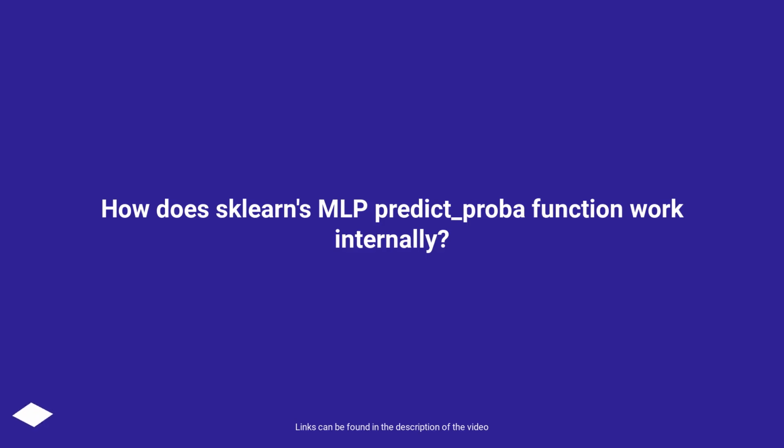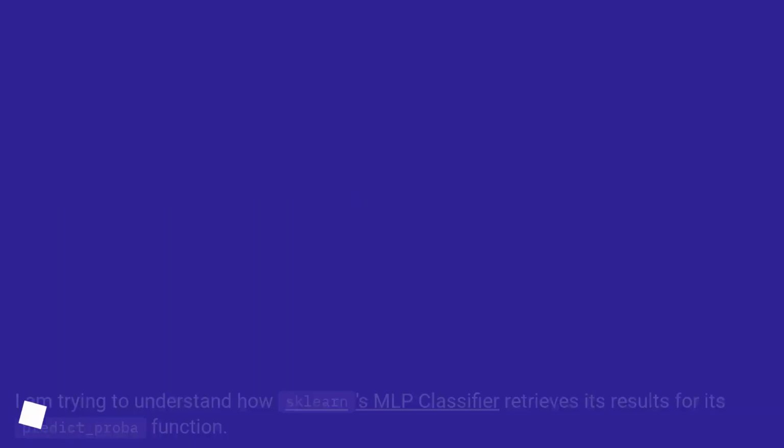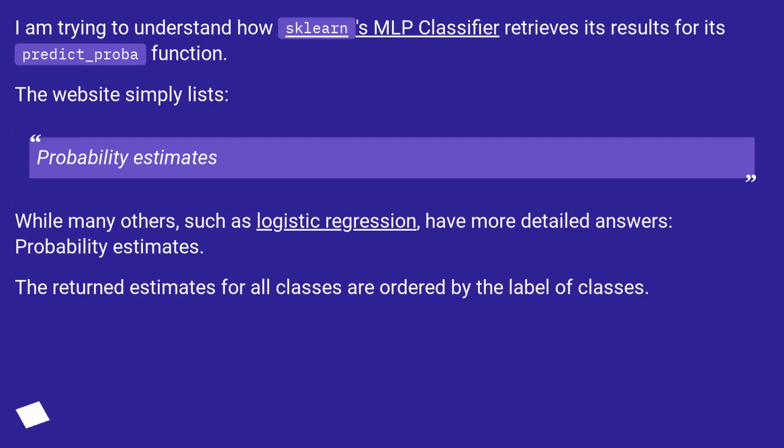How does sklearn's MLP predict_proba function work internally? I am trying to understand how sklearn's MLP classifier retrieves its results for its predict_proba function. The website simply lists probability estimates, while many others, such as logistic regression, have more detailed answers.